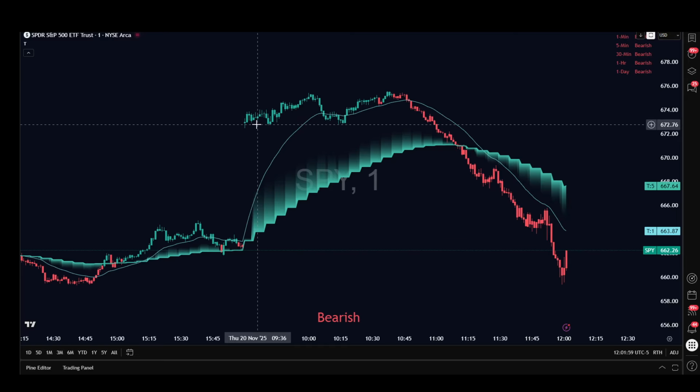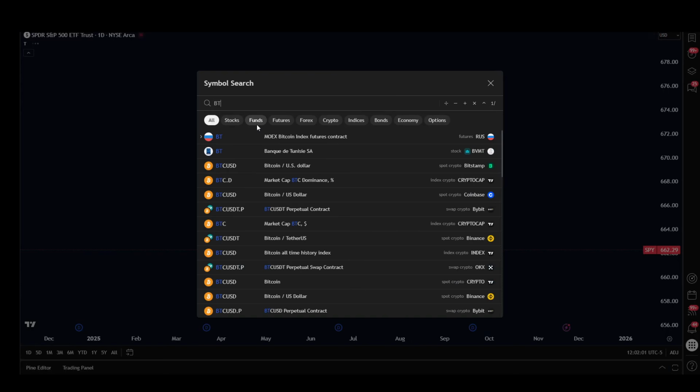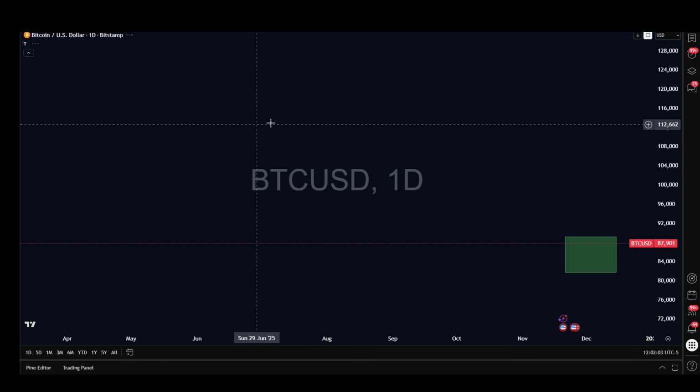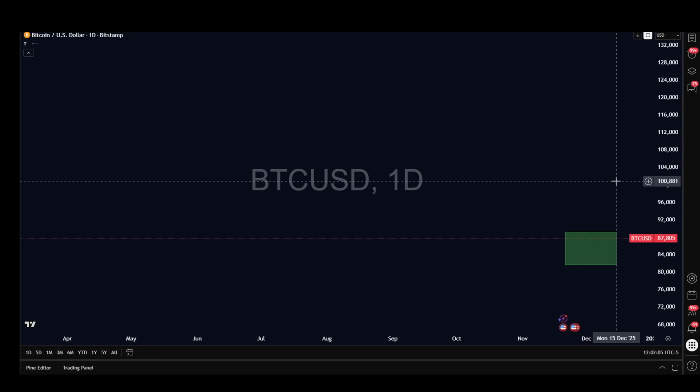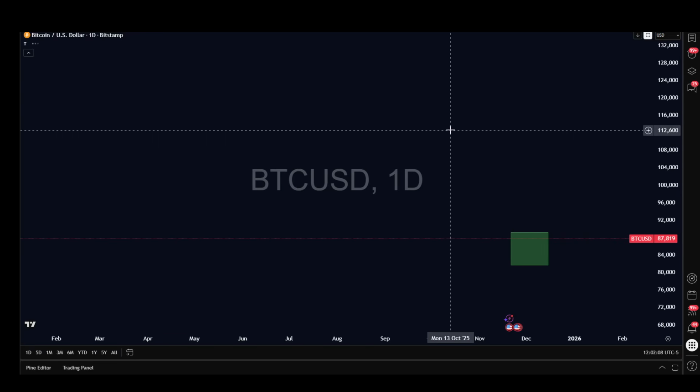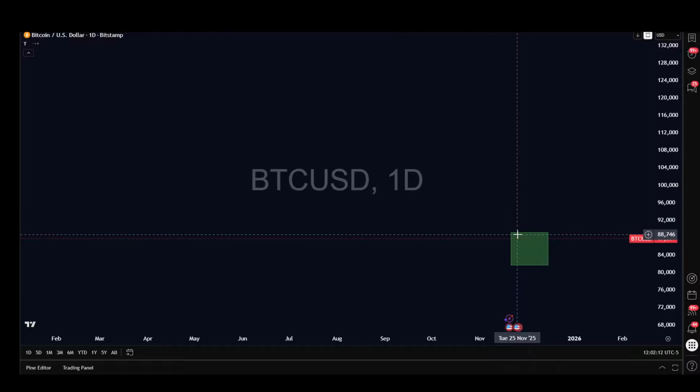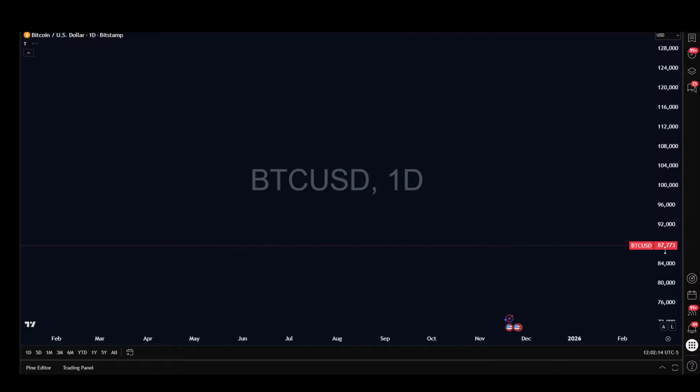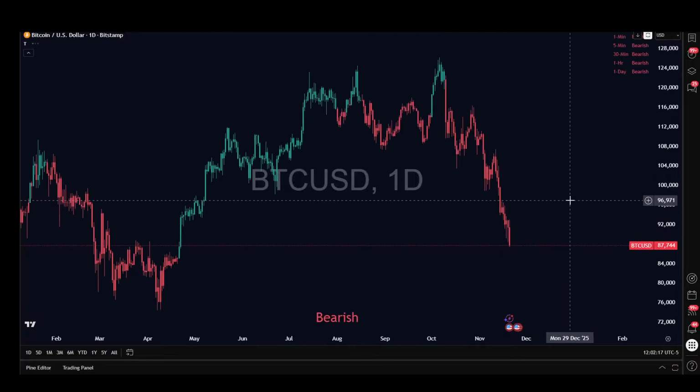This works on all time frames. If you go to the 1 day and you go to Bitcoin, it works on all tickers: stocks, crypto, options, futures, the lot. Liquidity measures the direction that the market wants to go. So by using liquidity, you'll always have an advantage over other traders who don't know which direction the market wants to go.